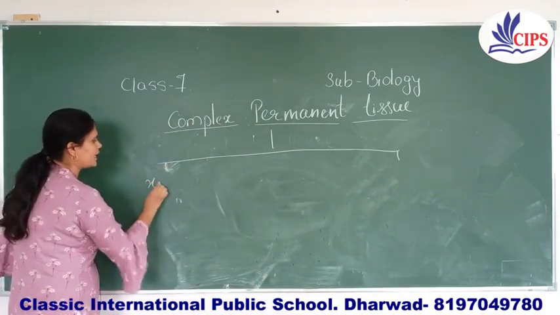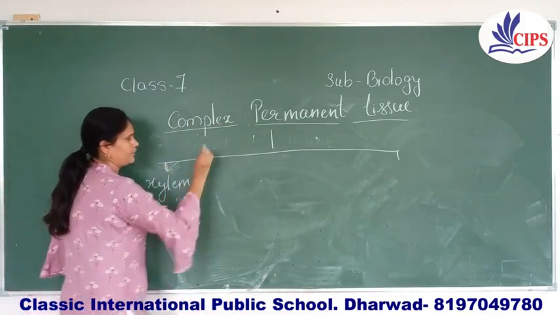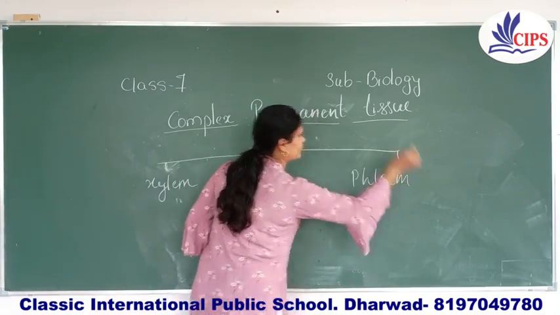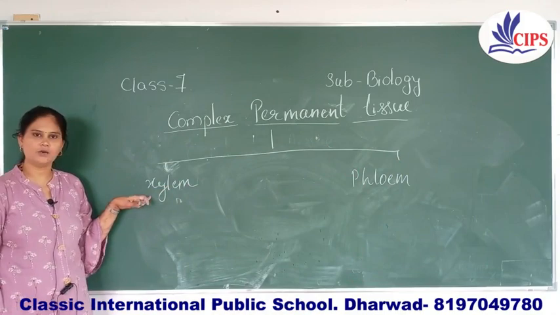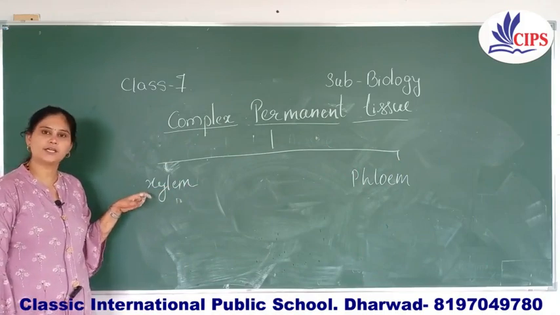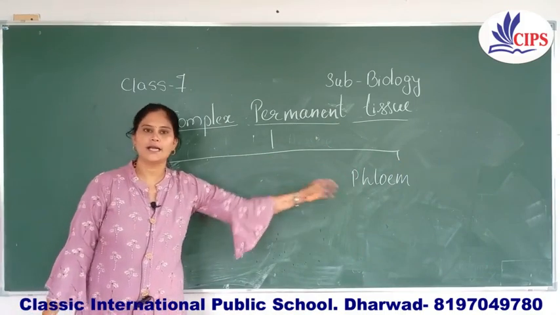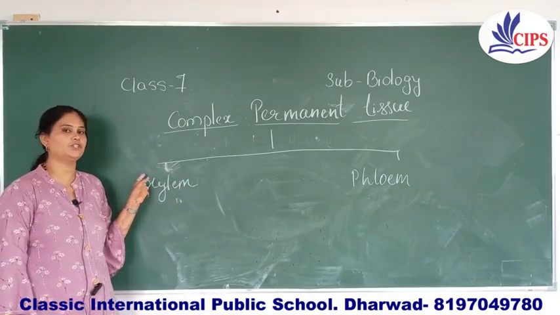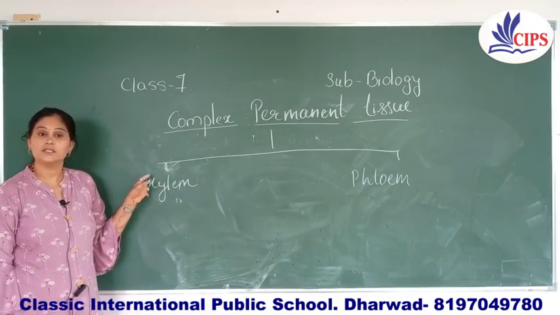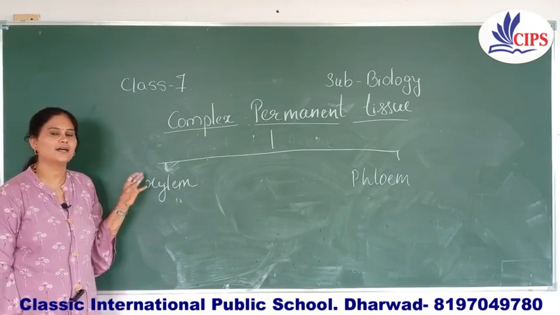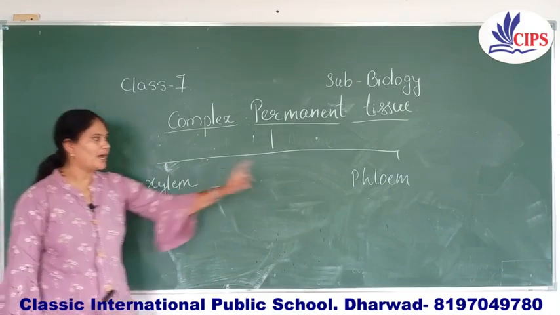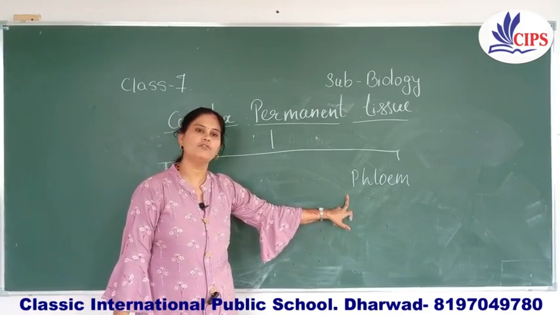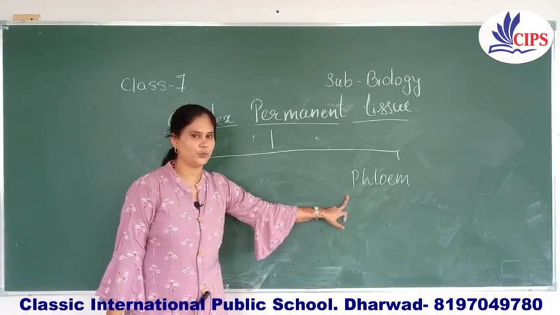One is xylem and the second one is phloem. Already in your lower classes you have studied the xylem and the phloem. Can anybody tell what is xylem? What is the main function of the xylem? Yes, it is a water conducting tissue. And what is phloem? What is the function of the phloem? Yes, it is a food conducting tissue.